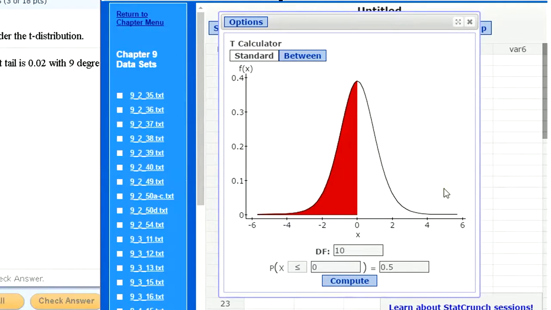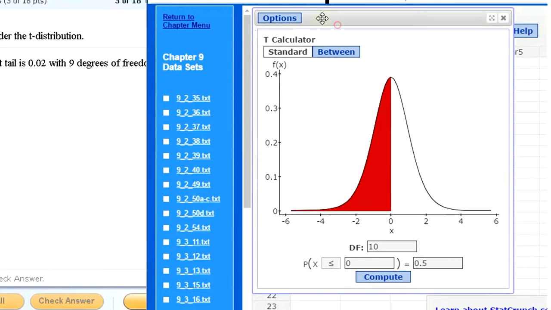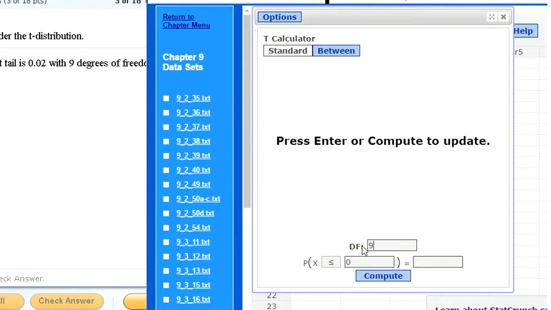Now the t distribution looks a little similar to the normal distribution, but the parameter is different. Instead of putting in a mean and a standard deviation, you put in the degrees of freedom. The t distribution always has a mean of 0, and it always has a standard deviation of 1. What the degrees of freedom do is put more probability out in the tails for a lower degree of freedom, and for a higher degree of freedom, they bring the probability into the center. So let's set the degrees of freedom. We're asked for 9 degrees of freedom, so let's set that.